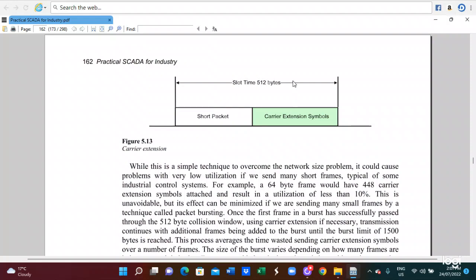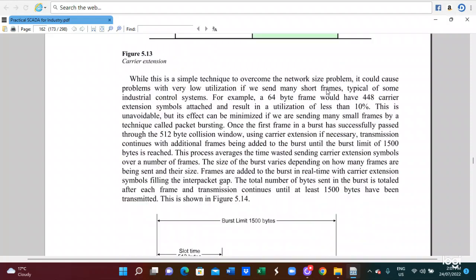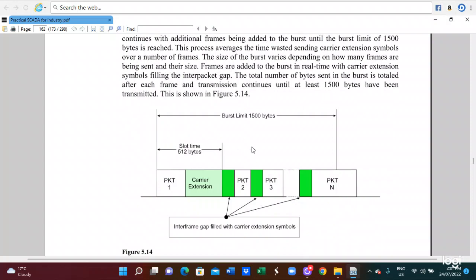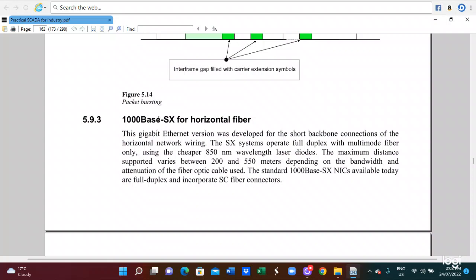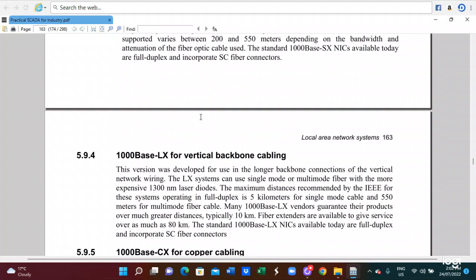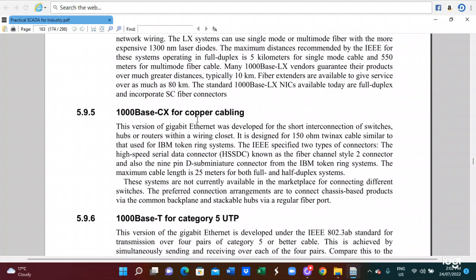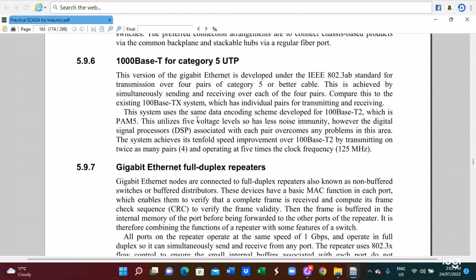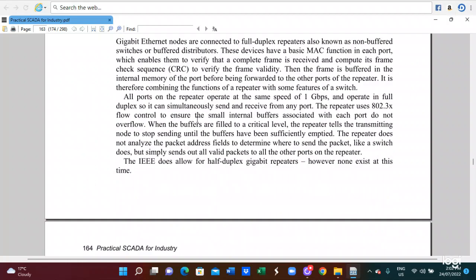This is for the packet system. Packets are how the extension symbol short packet, how the data is included. So this is the arrangement of the packets, how the data is included in the packet system. 1000BASE-SX for horizontal fiber, 1000BASE-LX, 1000BASE-CX for fiber cabling. So these are the different kinds of gigabit Ethernet.